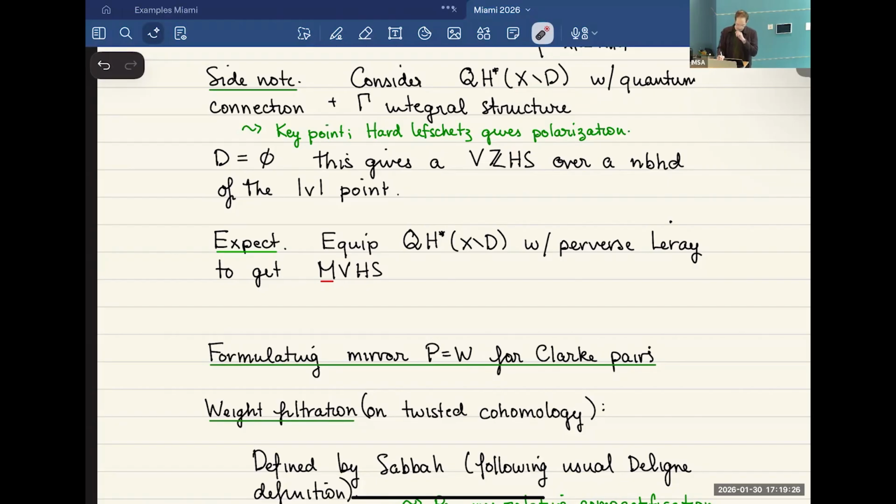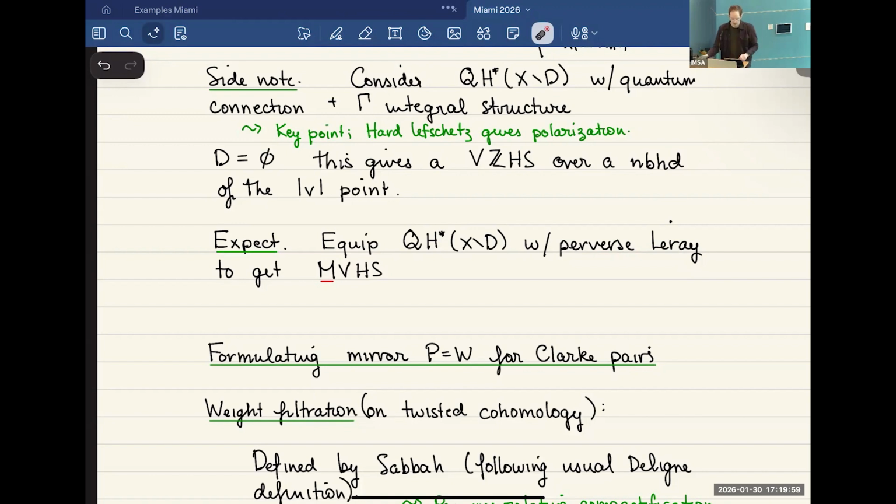What we expect is that if we take the quantum cohomology of this log Calabi-Yau variety and equip all of this data, so the gamma integral structure, whatever this means, plus the quantum connection, with the perverse Leray filtration, one would expect to see a mixed Hodge structure on this quantum cohomology. A lot of the words that I've used here are very vague, and I don't know how to make it not vague, but this is a general expectation here.